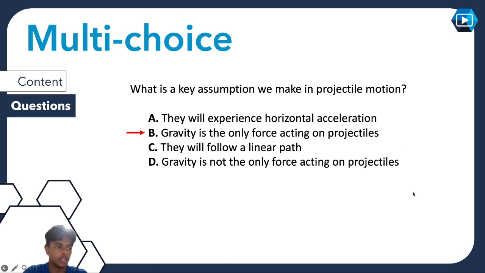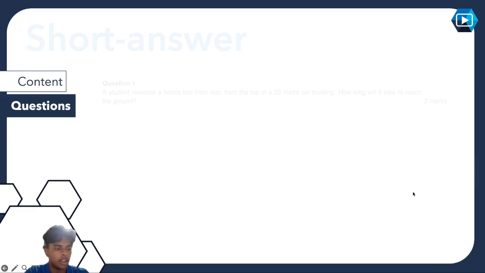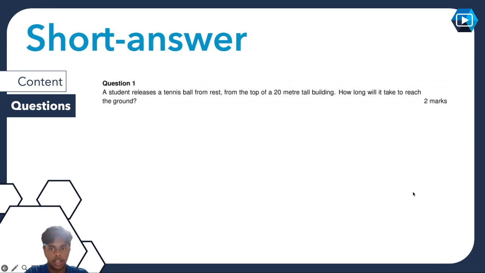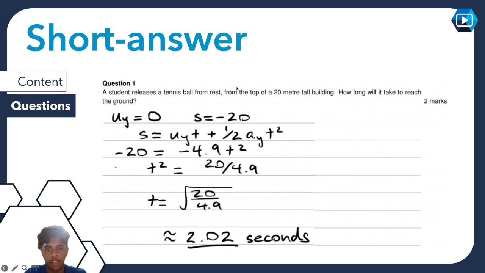All right, with that multiple choice question done, let's move on to the short answer questions. The first short answer question, question number 1, asks: a student releases a tennis ball from rest from the top of a 20-meter tall building. How long will it take to reach the ground? All right, let's take a look at the answer. We know that because it's released at rest from the top of a 20-meter tall building, we essentially just drop the ball.